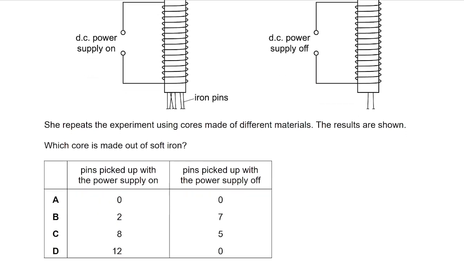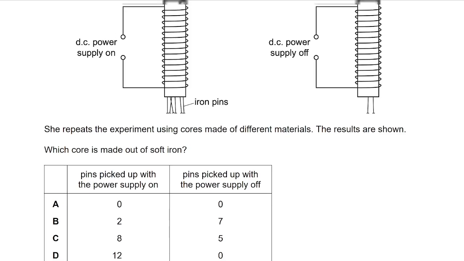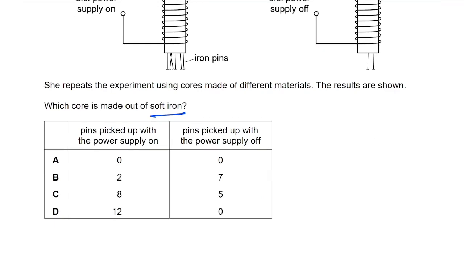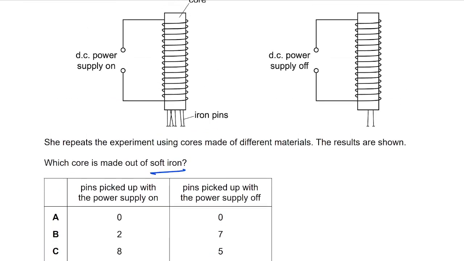So when it's on, because where is it written? It is in soft iron. The definition of soft iron is, it can easily be magnetized and demagnetized. I switch on the power, it's magnetized. I switch it off, it's fully off, okay? So the answer to this would be, when I switch it on, it's going to get all the pins. When I switch it off, it's going to get zero pins. So which core is made out of soft iron? This one, okay? The one where when you switch it on, it's 12. When you switch it off, it's zero.